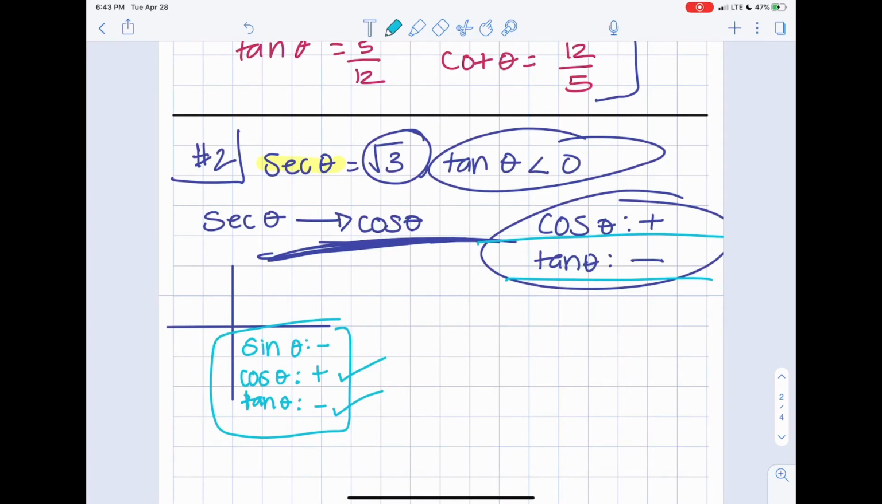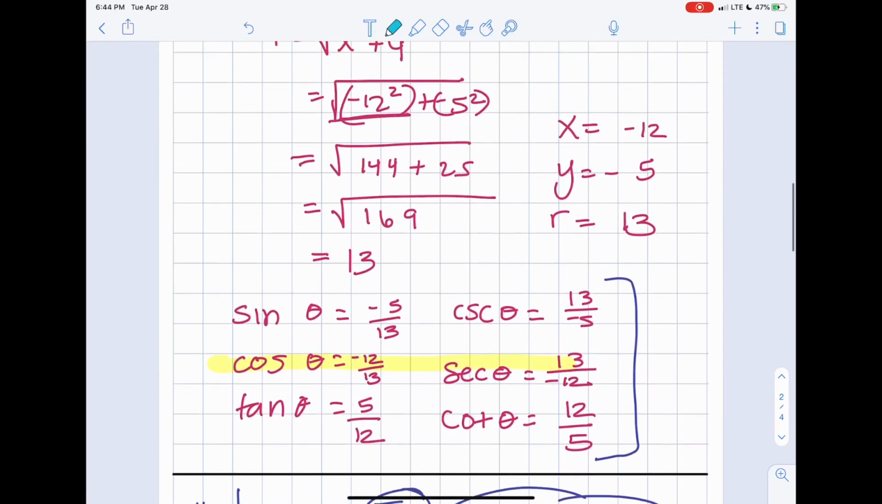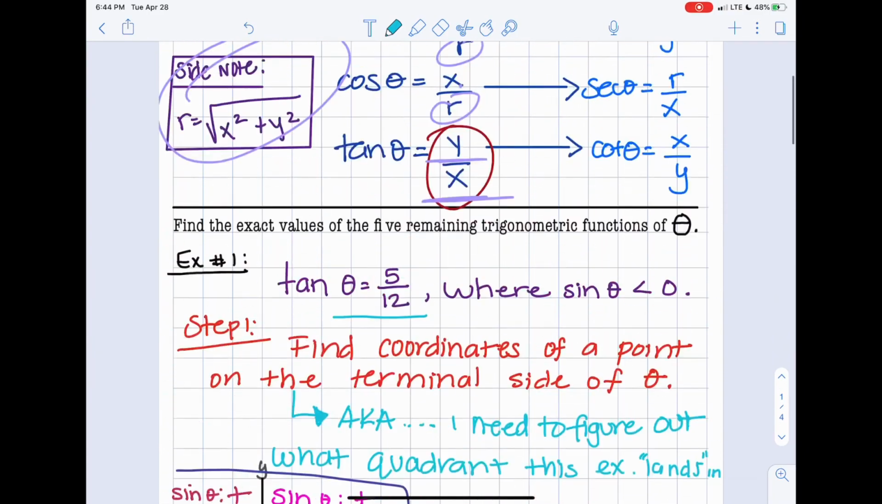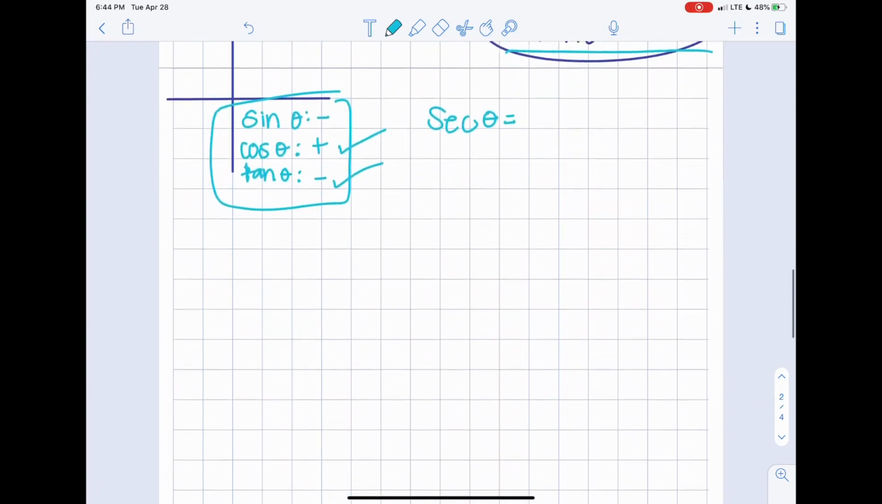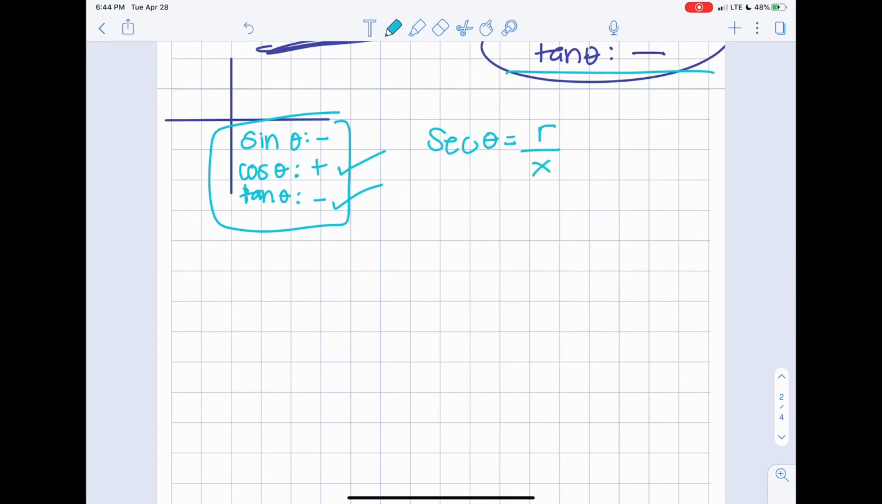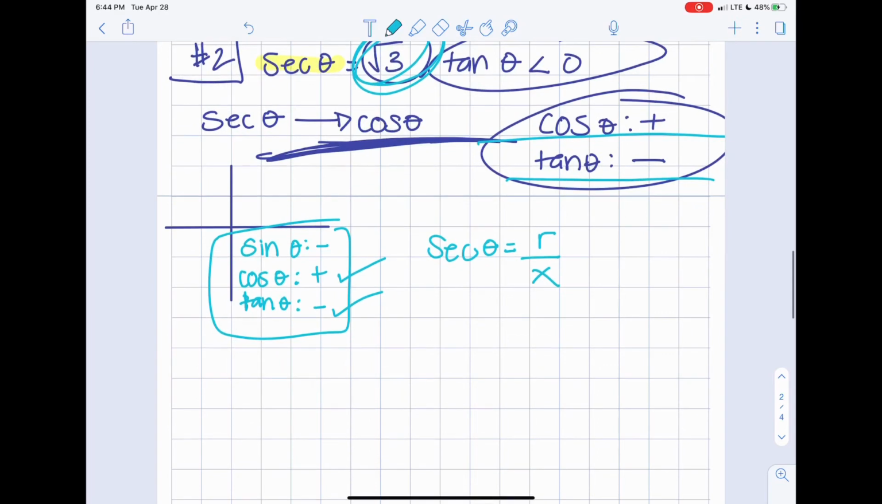All right. So now let's move on. Let's see. So secant theta is equal to, let's go up here, secant of theta is equal to r over x. I always want to make sure I know what my solution is, like, what do I have? Because what you need always in order to be successful with these problems is you need your x, you need your y, and you need an r.